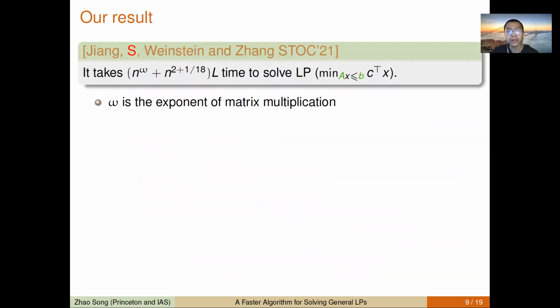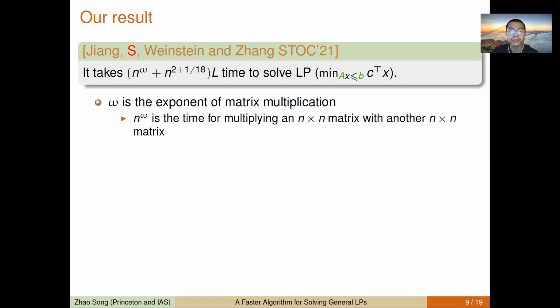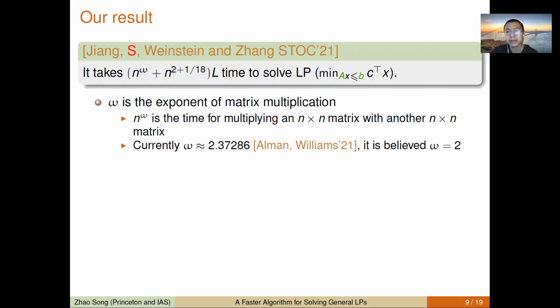Let's go to our main result here. In today's talk, we present a result which is a joint work with Shunhua, Amir, and Hengjie. This algorithm takes only n^omega + n^(2+1/18) time to solve LP. Here, omega is the exponent of matrix multiplication. n^omega is the time for multiplying an n by n matrix with another n by n matrix. Currently, omega is roughly equal to 2.37. And in the community, some people believe that omega could be 2 eventually.